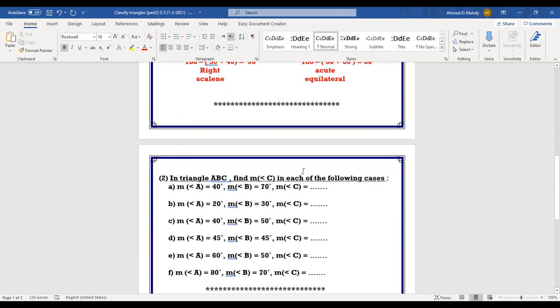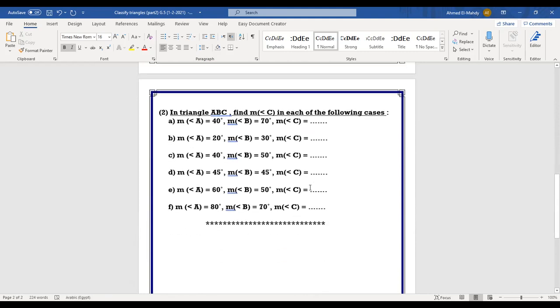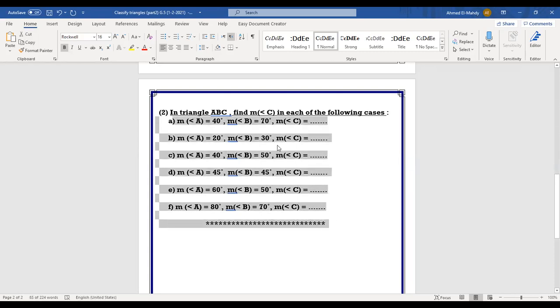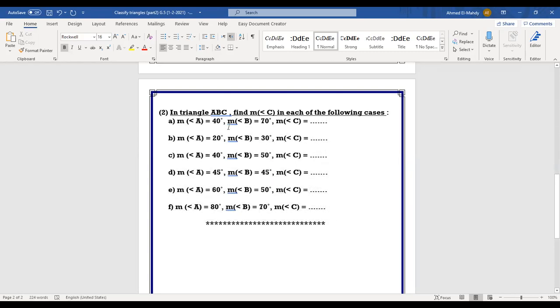Guys, let's go. This is the same idea but in another way. This is without drawing. He gave you two angles and he wants the third. We'll do it the same way. Aysel. Yes, mister. Measure angle A equals 40 degrees. Measure angle B equals 70 degrees. How can we find the measure of angle C?